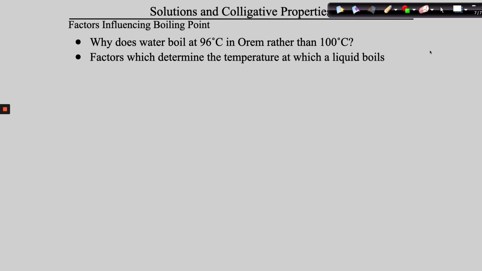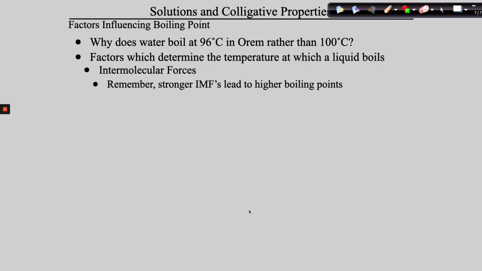So which one has stronger IMFs? Water. So which one boils at a higher temperature? Water. See the so's? The idea is this, guys: water's more polar, so it has stronger IMFs, so it boils at a higher temperature, right? So we knew that. One of the things that determines boiling point is the strength of the IMFs. Remember, stronger IMFs lead to higher boiling points.